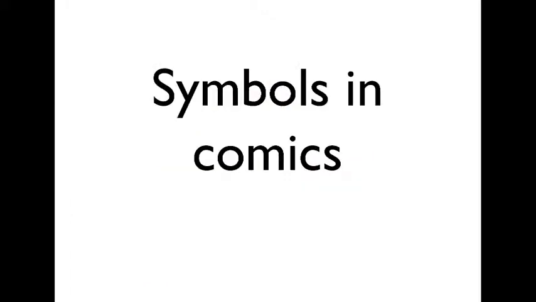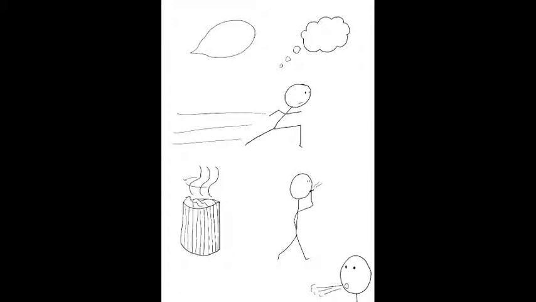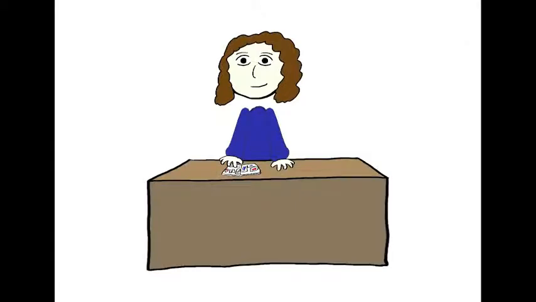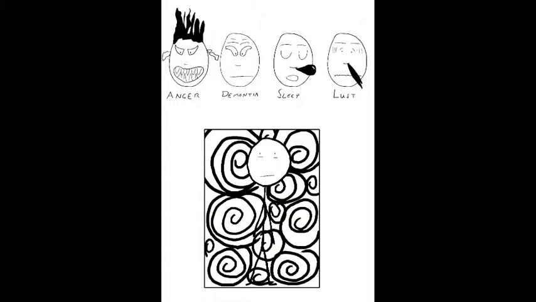Number 2, symbols in comics. These include the speech bubble, the thought bubble, speed lines, smells, smoke, and breath. And these recognisable symbols have developed over time. Japanese comics developed their own symbols as they were isolated for so long from the rest of the world.